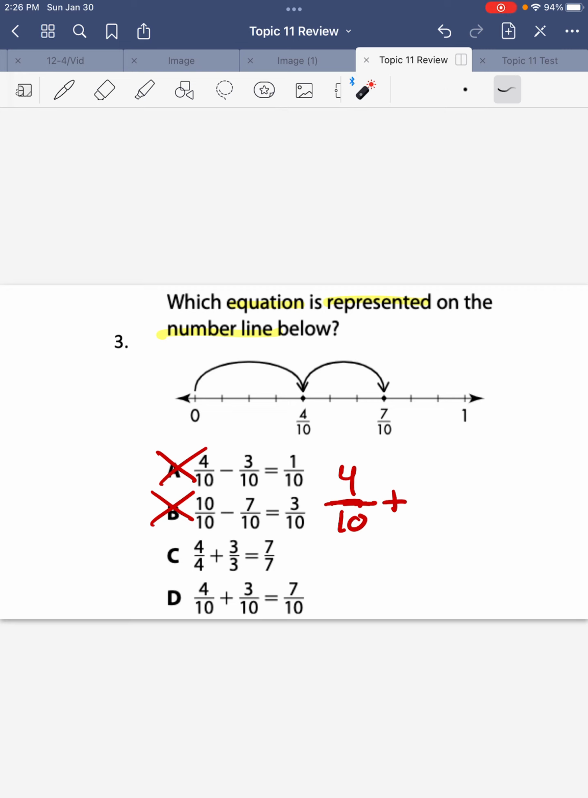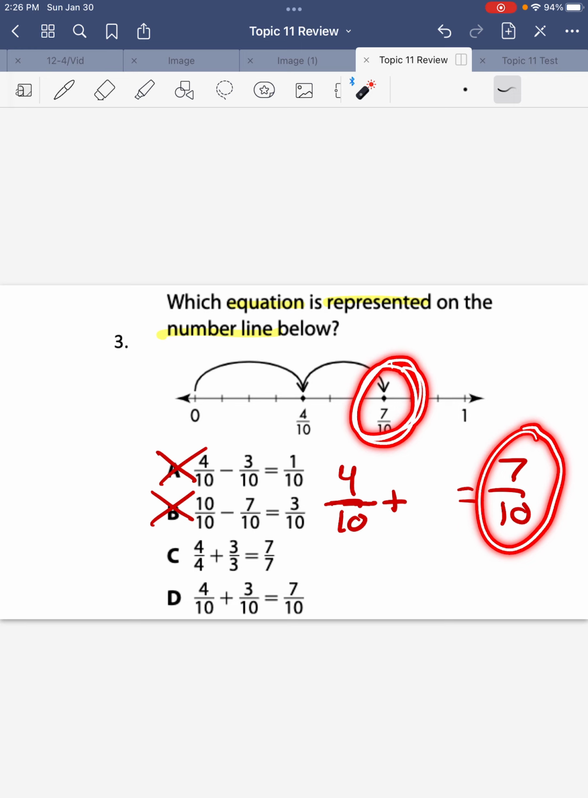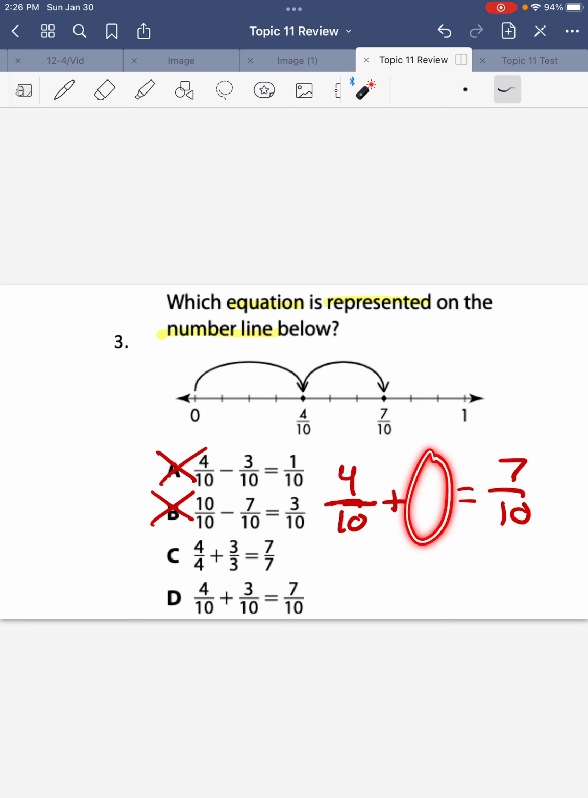Okay, now, please do not say 4/10 plus 7/10. No, you do not do that. The 7/10, that is what it equals, okay? I know that 4/10 plus something is going to equal 7/10. This is what it's going to equal to. You do not put that here.